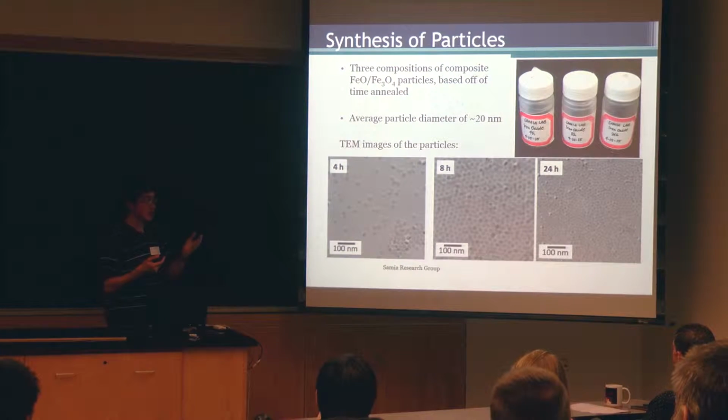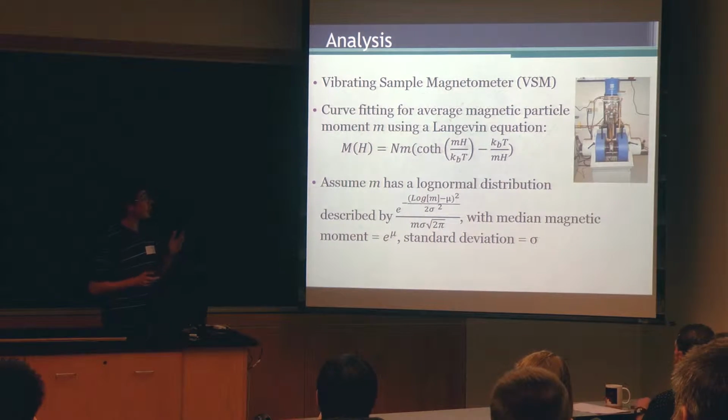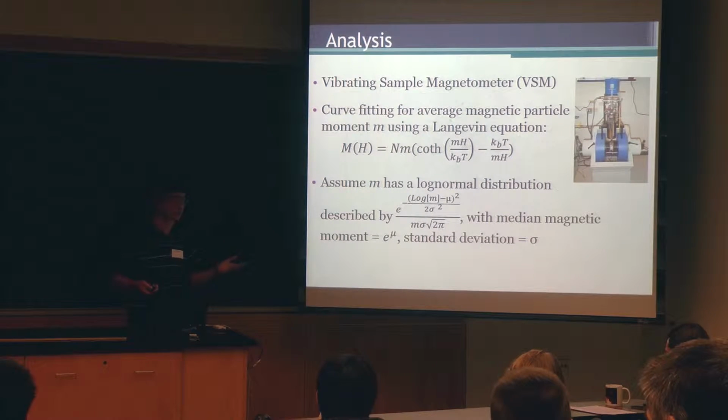From the relative composition of these particles, we have different amounts of magnetization. But as you can see in these TEM images, the particles are all approximately 20 nanometers in diameter. So our analysis is we use the vibrating sample magnetometer, and we fit the curve created by our data using the Langevin function, which is common in previous literature.